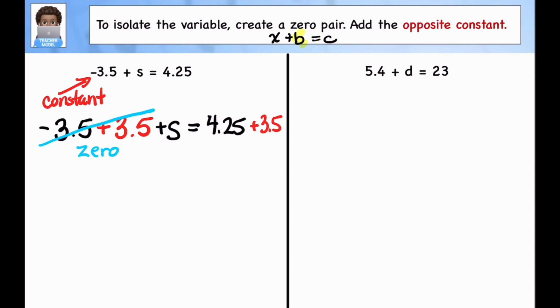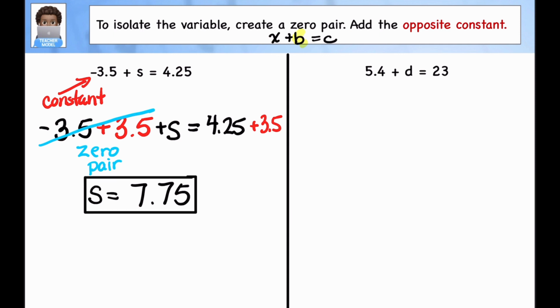It's like I have $3.50, but I have to give you $3.50. Now I have nothing. So that is a zero pair. And that will leave us with just s on this side. On the other side, we just have to simplify as well. 4 and 25/100 plus 3 and 5/10 is 7 and 75/100. And there we have it. We have our final solution.